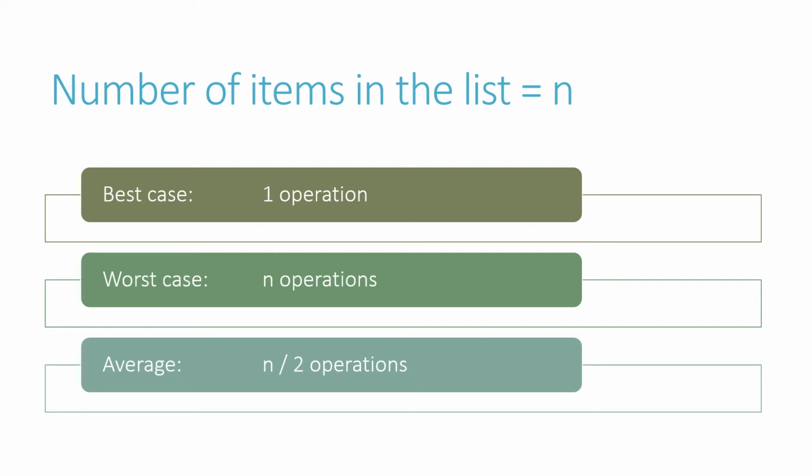On average, we'd probably take about half n operations. So to look through a list of 1,000,000 items would normally take about 500,000 operations. As a rough estimate.